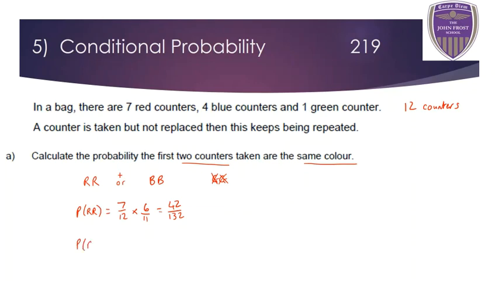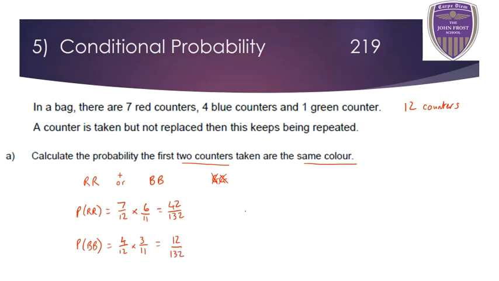So let's work out now the probability that we could have got 2 blue counters. There's 4 blue counters to start with. So the probability of the first counter being blue is 4/12. There's then only 3 blue counters left. So when you pick the second counter out, there's only 11 counters in there and only 3 of them are blue. So we multiply these two probabilities together. 4 times 3 is 12. Again, 12 times 11 is 132.